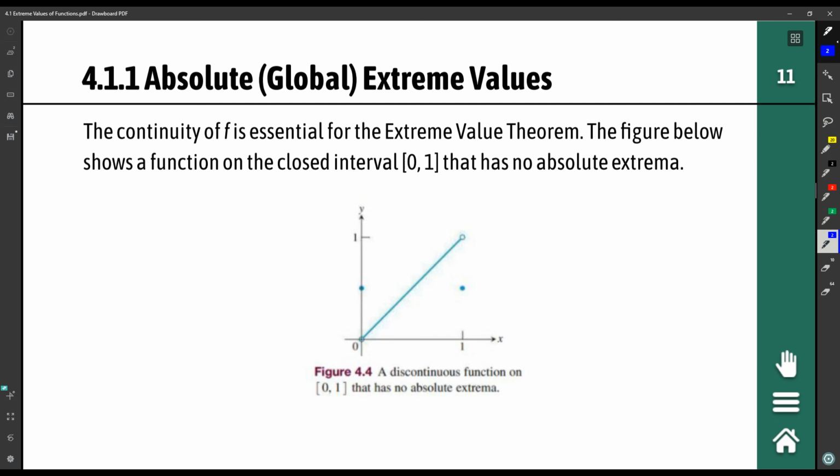That continuity feature of f in the EVT is so essential. Here's a picture below of a function that is defined on a closed interval. This function is defined from 0 to 1, including at 0 and including at 1, but there's no absolute extrema. The reason being is that this function is not continuous. See, we keep going down here. We never actually approach 0, so there's no minimum value. Here, the function continues to rise up, but because this is an open circle, we never actually reach the y value of 1, so there's no maximum value. So we need those two features. We need continuity, and we need it to be defined on a closed interval [a, b].